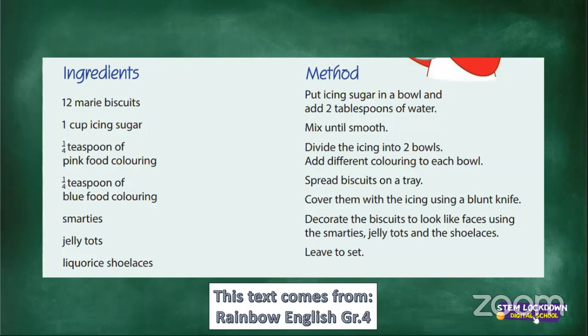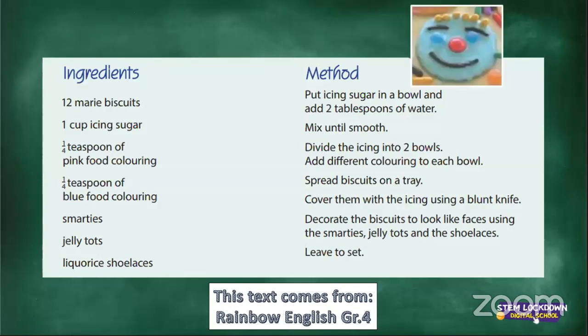All right, so this text comes from your Rainbow English Grade 4 textbook. Some of you, I know you are using this textbook, but if you're not using the textbook at school, there's no problem. You can get the recipe from this video when it's uploaded. And also I see the link is there where you can find your homework sheet. So be sure to go back to that at the end of the lesson and send me your homework, please.